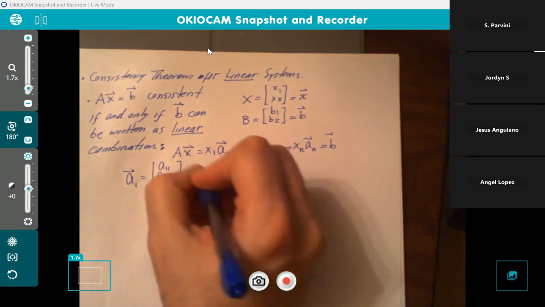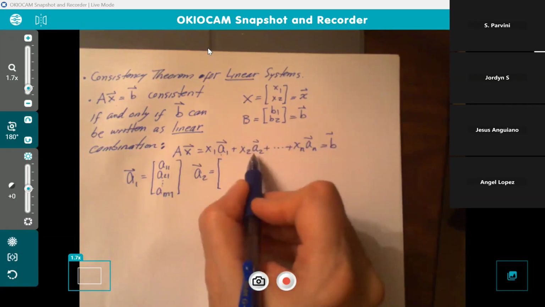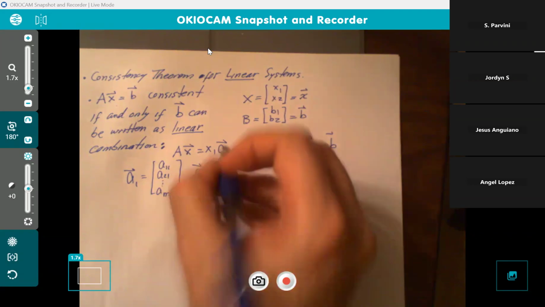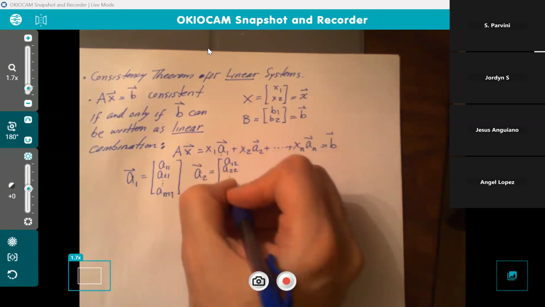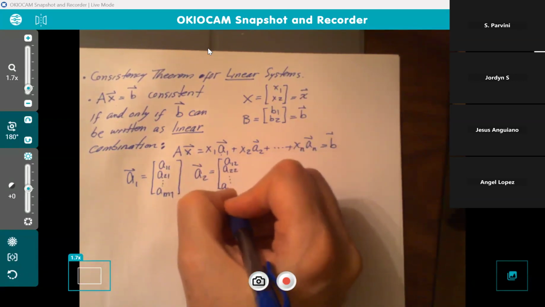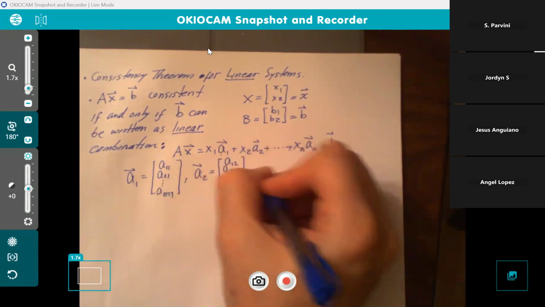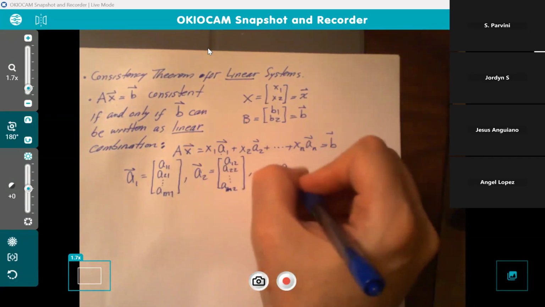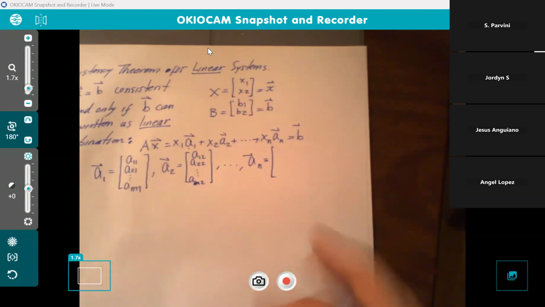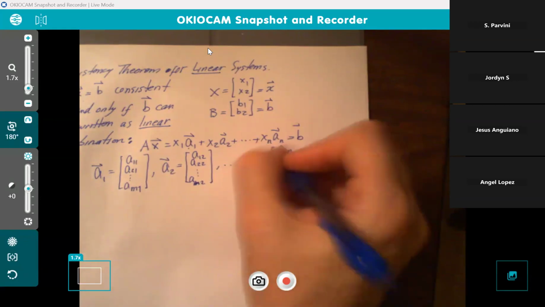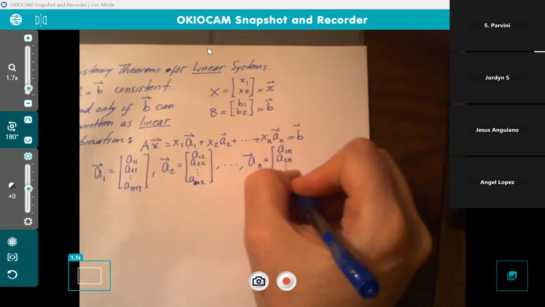A2 should be a column vector. A2 is going to be what? It's going to be in the first row, second column, right? 1, 2. Second row, second column. Mth row, second column. And so on and so forth. What does A sub n look like? That column vector is going to be first row, nth column, second row, nth column, and so forth, all the way to the mth row, nth column.